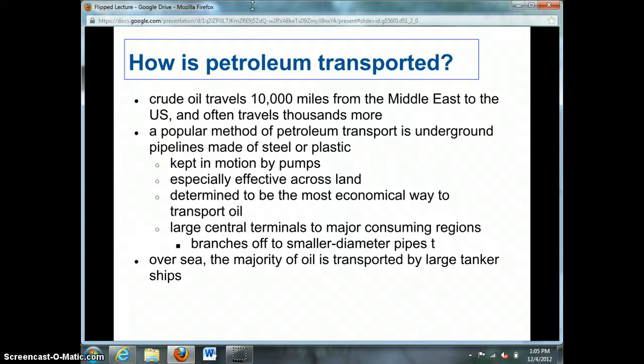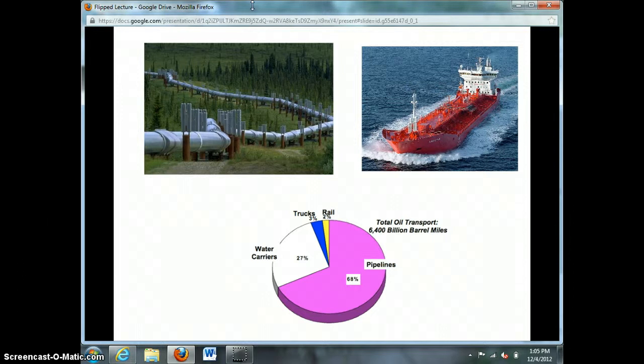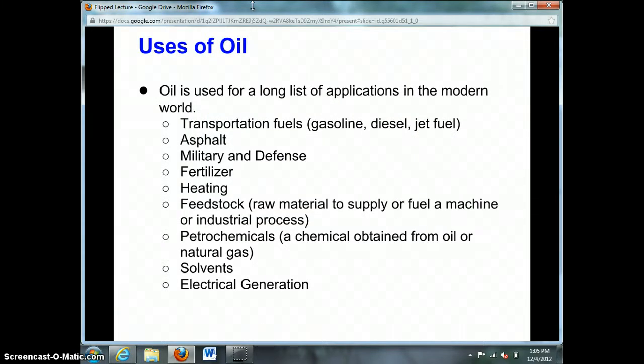There's a network going on underground that transports petroleum or oil to the places that we need it. The oil is kept in motion by pumps, and this is especially effective across land. It's not really used across ocean because overseas the majority of the oil is transported by large tanker ships, because it's expensive to put a bunch of pipes underground. As you can see, this is our top right tanker ship, top left pipelines, and then we have a pie chart that says total oil transport and uses of oil.